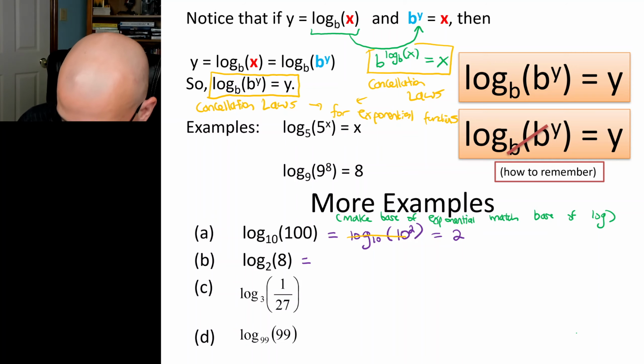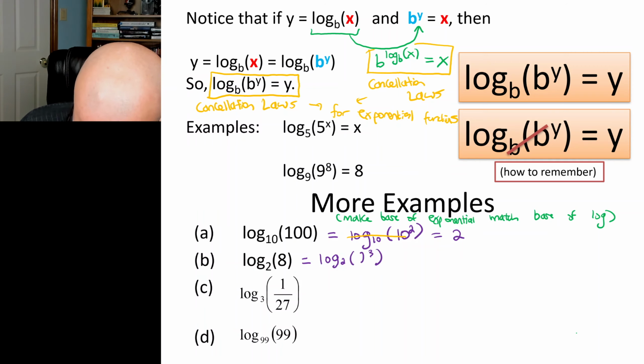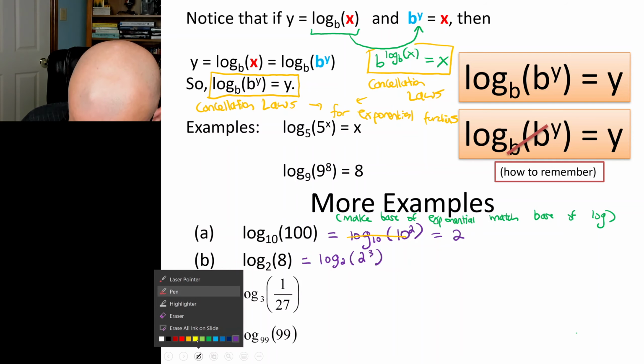Okay, next, log base 2 of 8. Well, we're going to do the same thing. Can I write 8 as 2 to a power? The answer is yes. I can write it as 2 to the power of 3. Then I can cancel, and I just get 3.